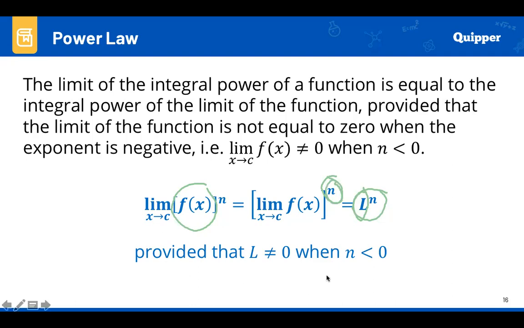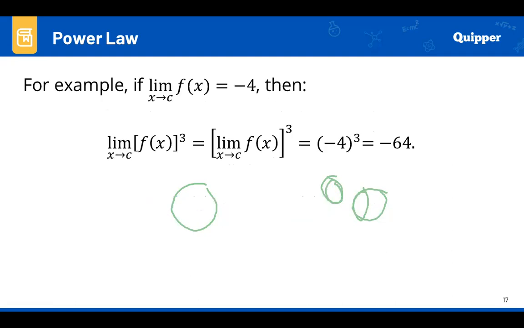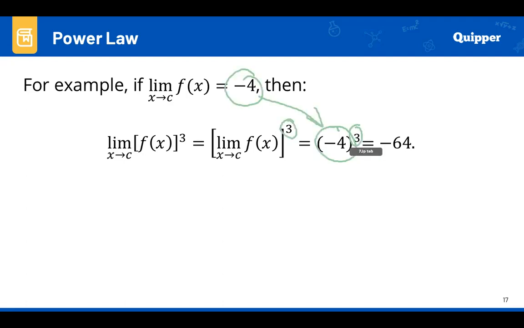So for example, we have the example here. If the limit of f of x as x approaches c equals -4, then the limit of f of x cubed as x approaches c is equal to, just copy the value of the limit, which is -4. And then just copy the given exponent. So what is -4 cubed? And that will be -64. Okay? -64. Just find it. Easy.